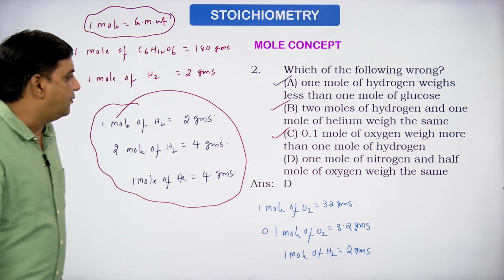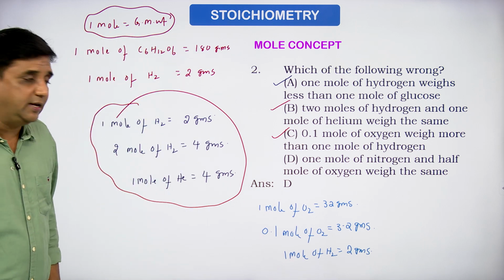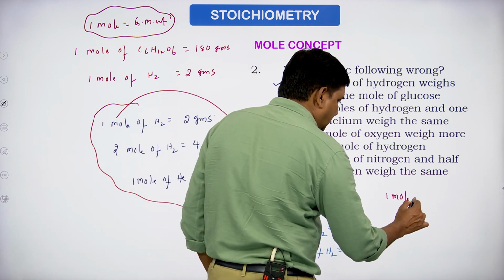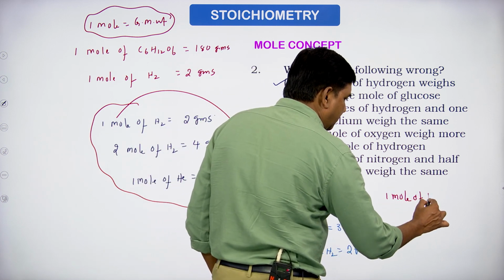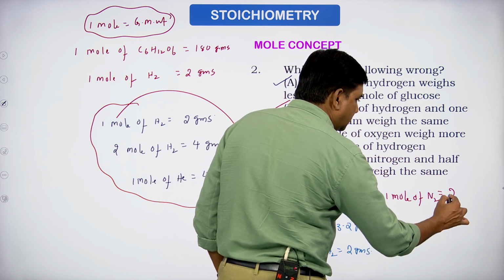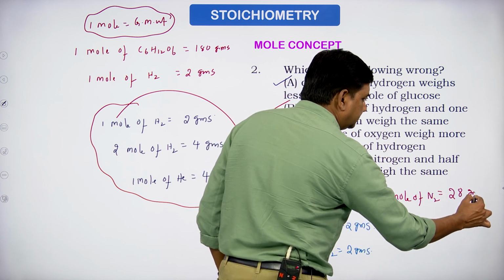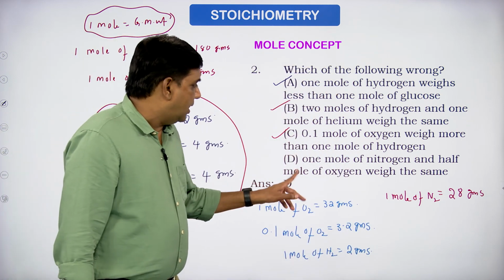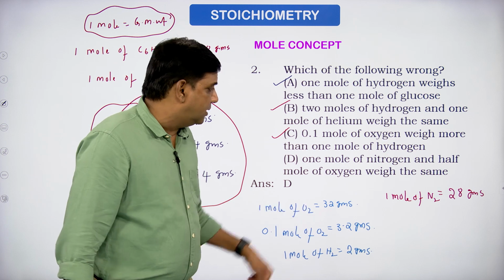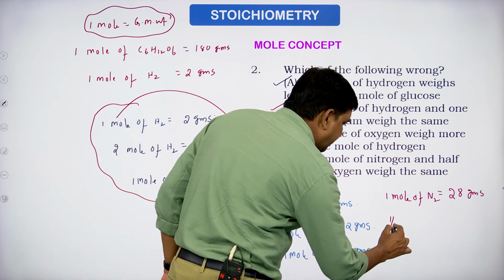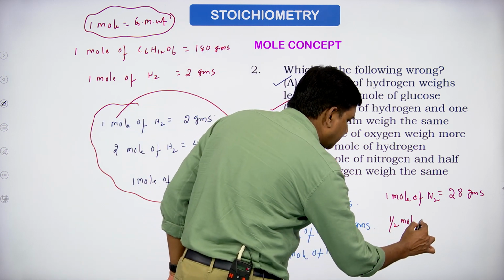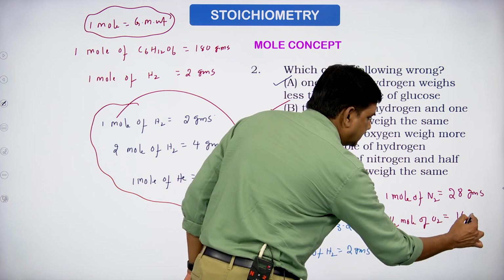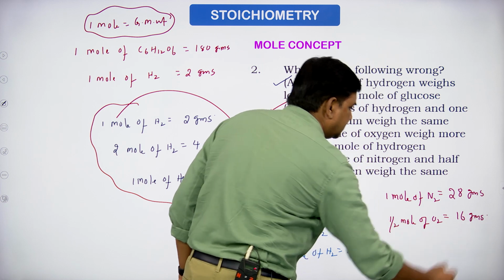Option D: 1 mole of nitrogen and half mole of oxygen weigh the same. Here, 1 mole of N2 has a mass of 28 grams. And 1 mole of oxygen is 32 grams. Therefore, half mole of oxygen is 16 grams.